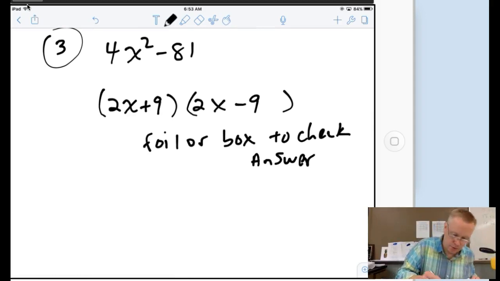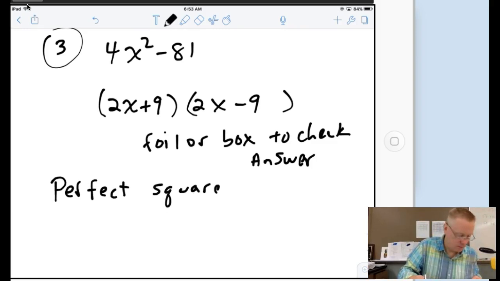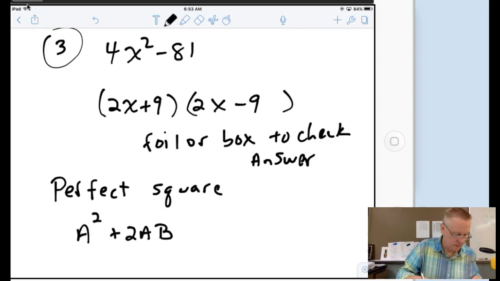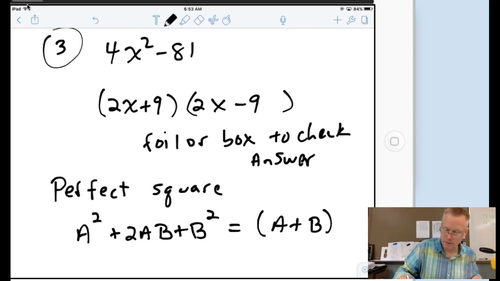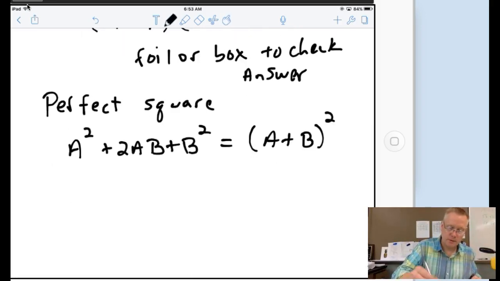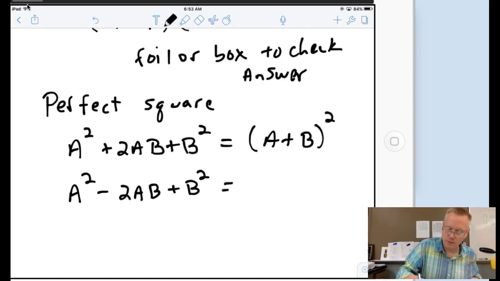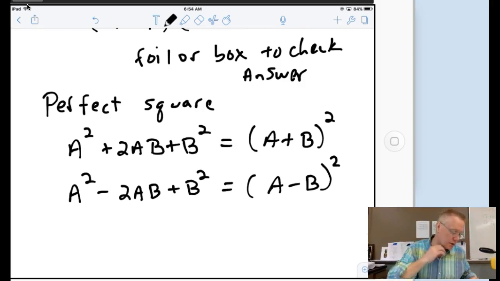Now, there's also a perfect square. And this goes a squared plus 2ab plus b squared equals a plus b to the second power. There's also the subtraction form of that, which is a squared minus 2ab plus b squared equals a minus b to the second power. So those are the equations for it.